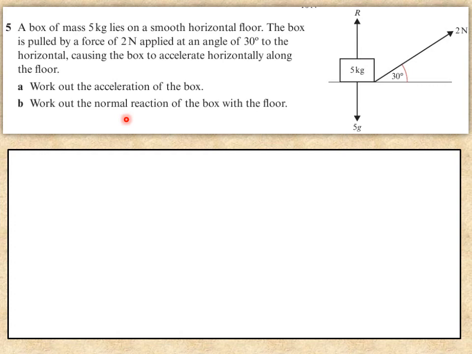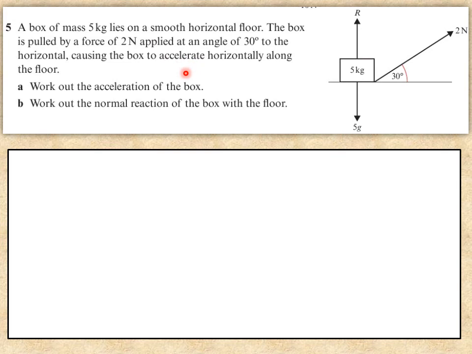Okay, let us start now. A box of 5 kg lies on a smooth horizontal floor. The box is pulled by a force of 2 Newton, but the force is making an angle of 30 degrees, causing the box to accelerate. Remember, whenever something is accelerating, your magic formula is F equals ma.